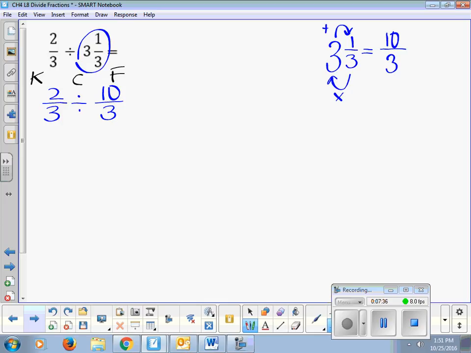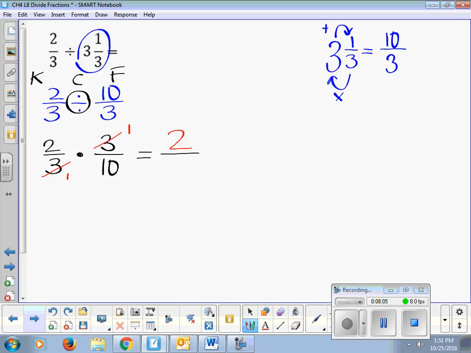We keep the first one the same, so 2/3 stays as 2/3. We change this division sign to multiplication, and we flip our second fraction, so we get 3/10. Before you multiply, what do you notice about a number in the numerator and a number in the denominator? Yeah, they're the same. You can cross cancel. What's 3 divided by 3? 1. So now we can multiply.